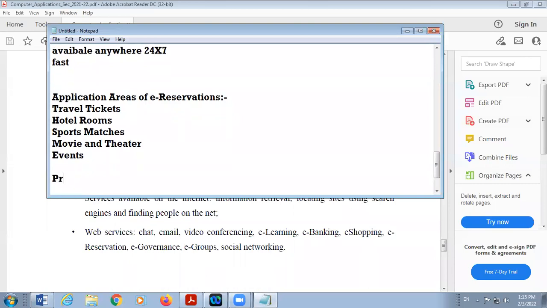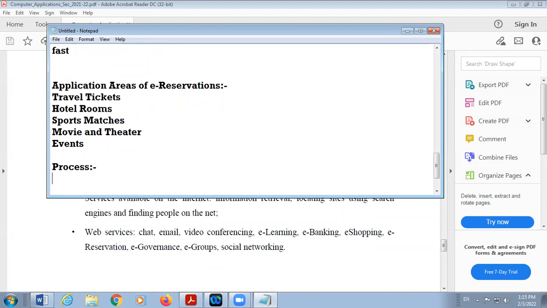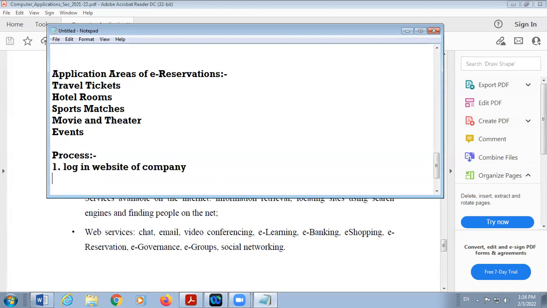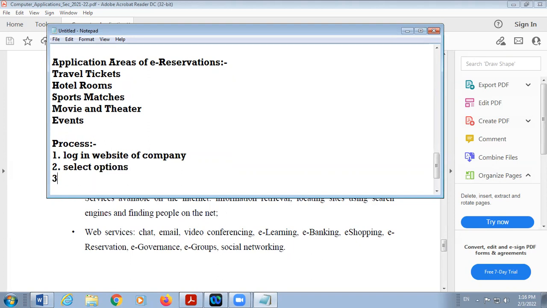So what is the process of e-reservation? You will have to log in to the website of the concerned company. Clear? Then select different options, and last, make payment. This payment may be online by using your net banking, or payment through debit or credit card.